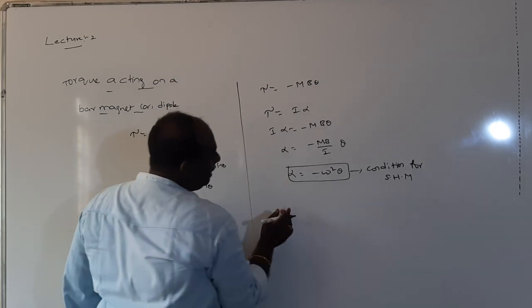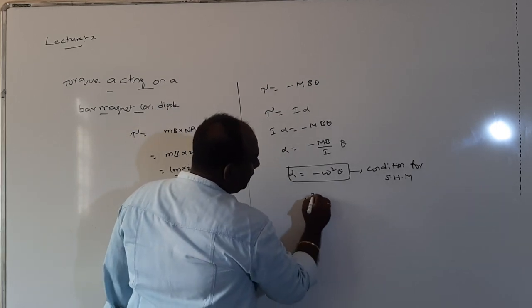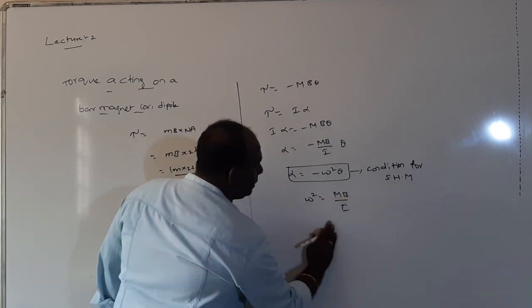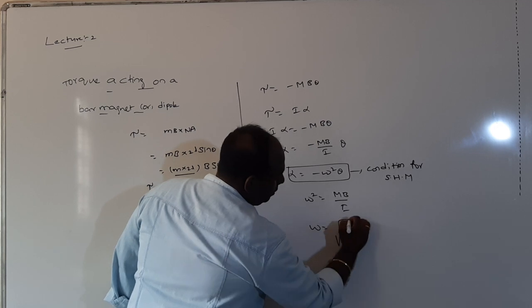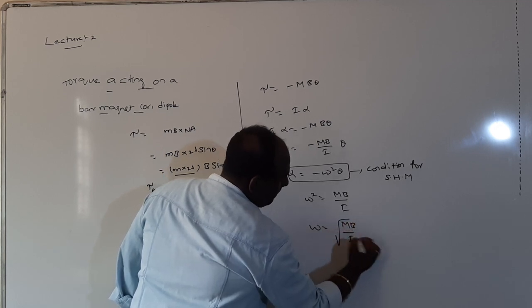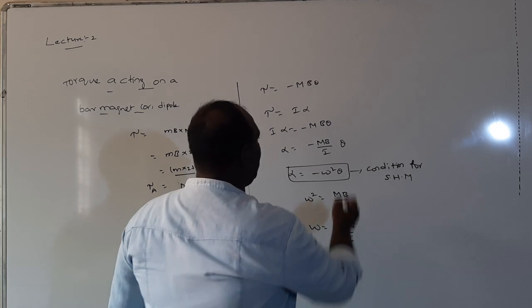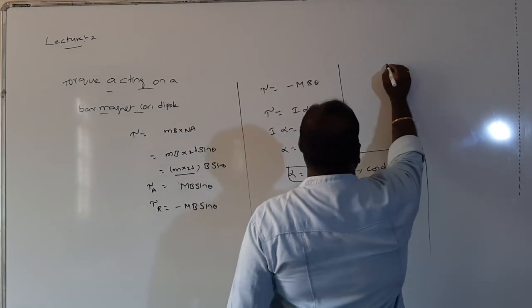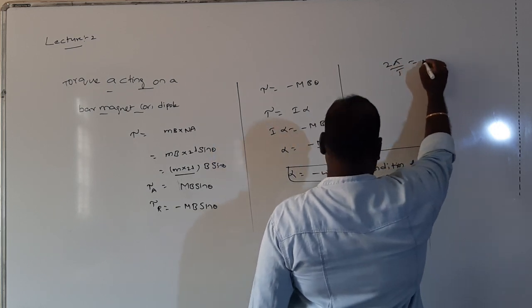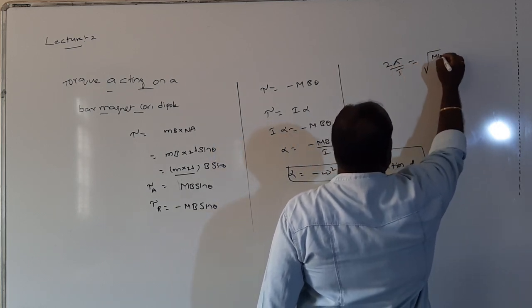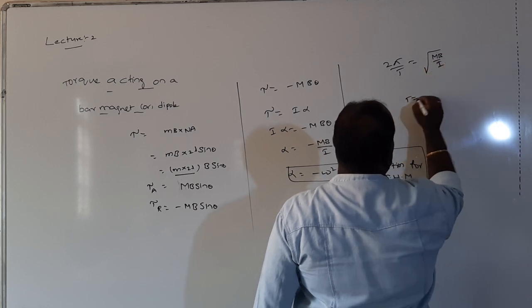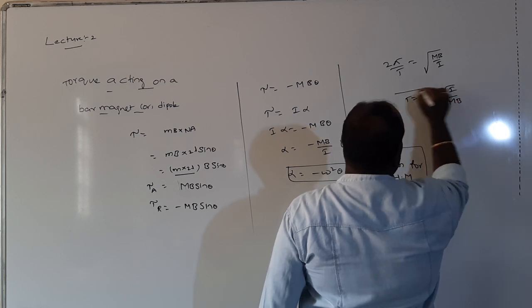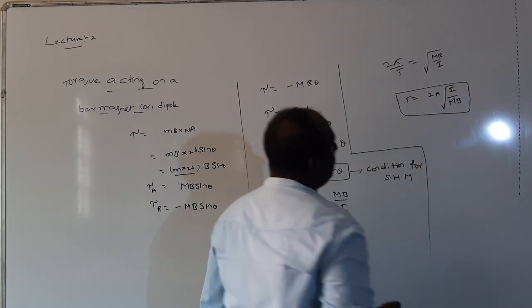Now here, if you compare the terms, we get omega square equal to MB by I. Then omega equal to root over MB by I. I can write omega equal to 2 pi by T. So 2 pi by T equal to root over MB by I. Then T equal to 2 pi into root over I by MB. This is the time period of a bar magnet in uniform magnetic field.